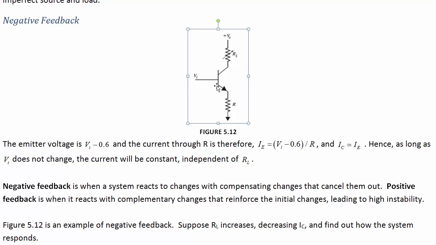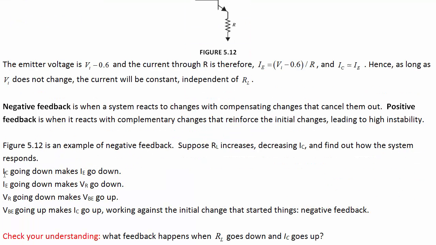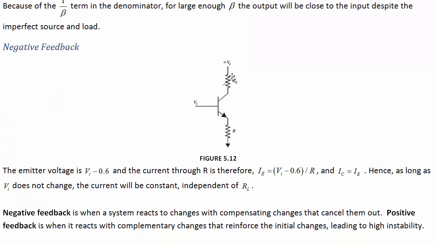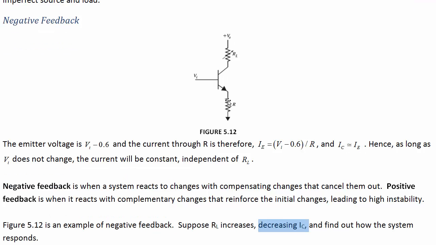Let's see how it works. We've got a resistor here, which is kind of a variable resistor. First, we've got a 0.6 voltage drop there. That sets the emitter current, which is going to be equal to the collector current. So if the load resistance increases, then the collector current is going to decrease because the resistance went up. So for the same voltage drop, collector current decreases, which decreases the emitter current.